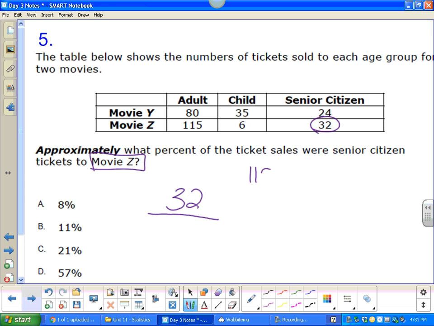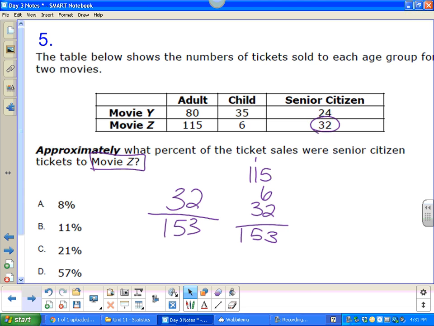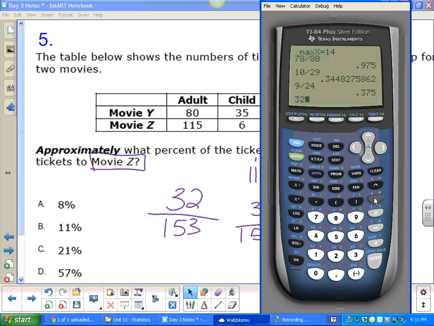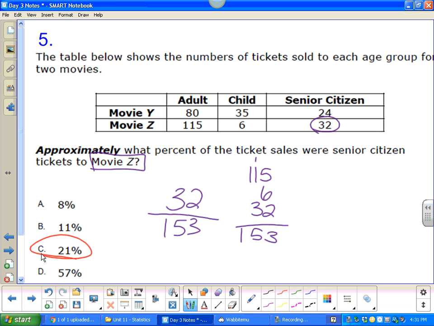So I have to do 115 and 6 and 32. 3, 4, 5, 153. So I have to do 32 out of 153. 20.9%. So we're going to go with 21%. So what percent of the movie ticket sales were senior citizens to movie Z? So there's our senior citizens who went to movie Z out of everyone who went to see movie Z.